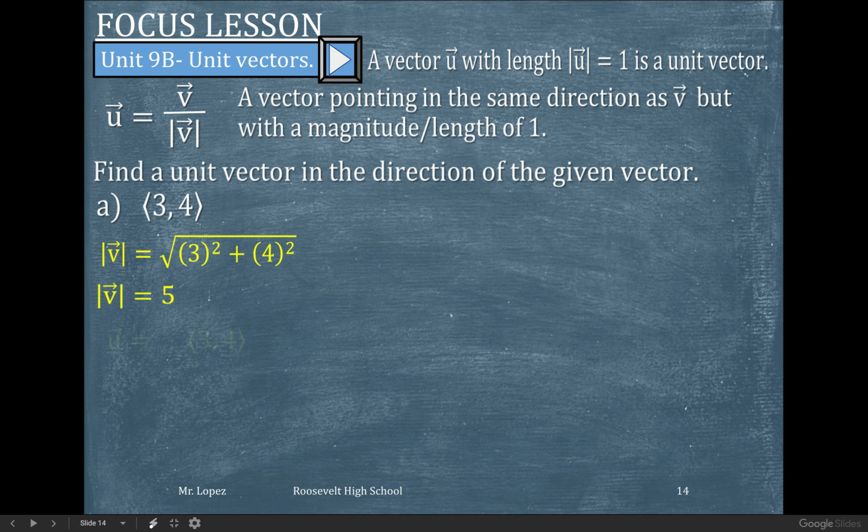Plug it into the formula. So the vector v is 3, 4 in component form. The magnitude of the vector, as you see up here, is at the bottom of the fraction. So what I'm doing here is putting it right here and just saying it's 1/5 because the vector magnitude is 5. So it's 1/5. Distribute that 1/5 and you get the unit vector. And it's going to be 3/5 and 4/5.